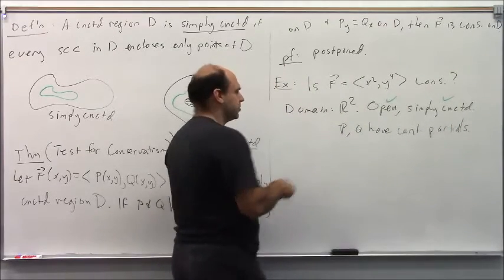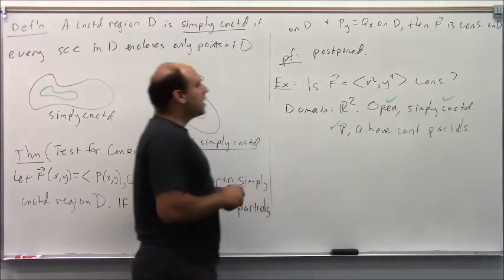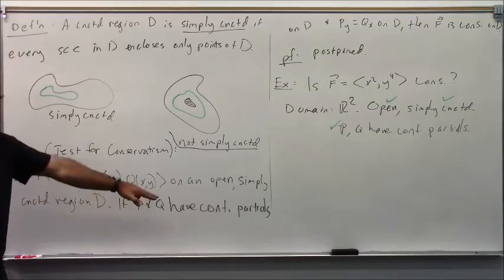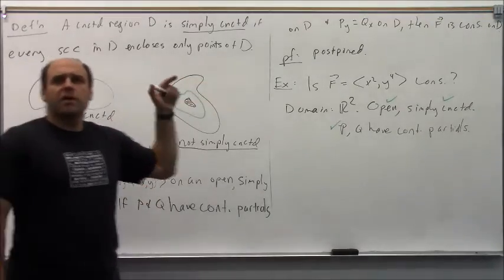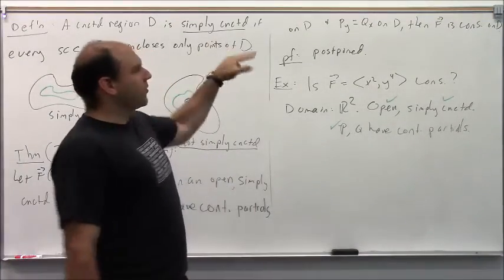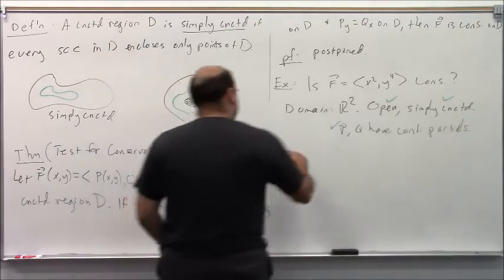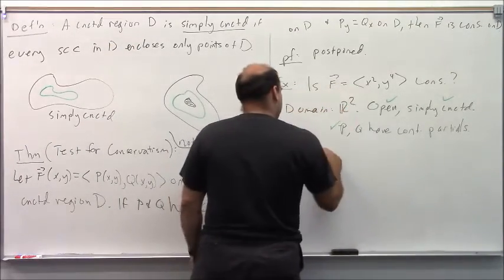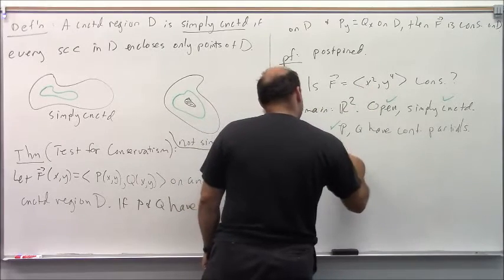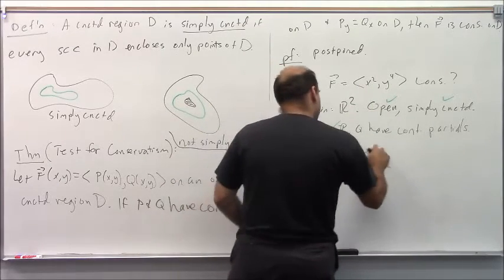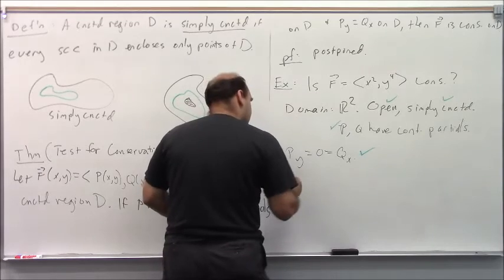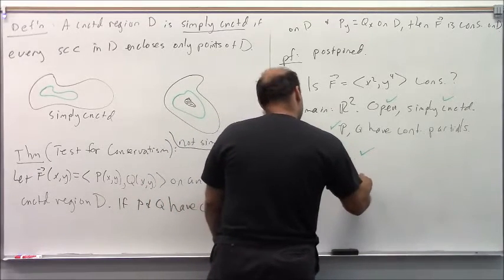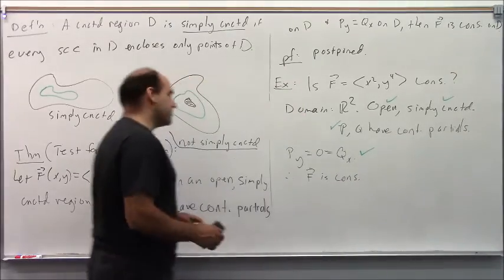So check, I guess. And so the theorem applies. We're on an open, simply connected region. We have continuous first partials. The last thing we have to check is, does P sub y equal Q sub x? P sub y is 0, and so is Q sub x. So check. And therefore, F is conservative, according to our test for conservatism.